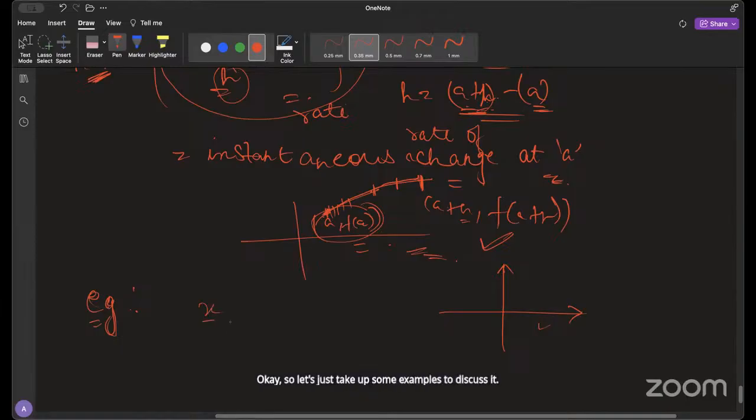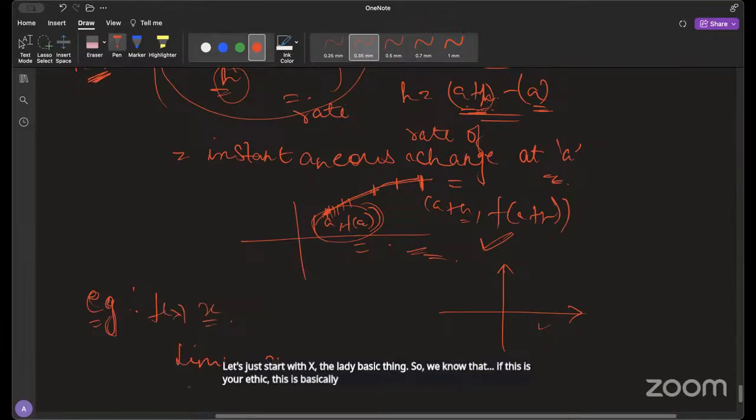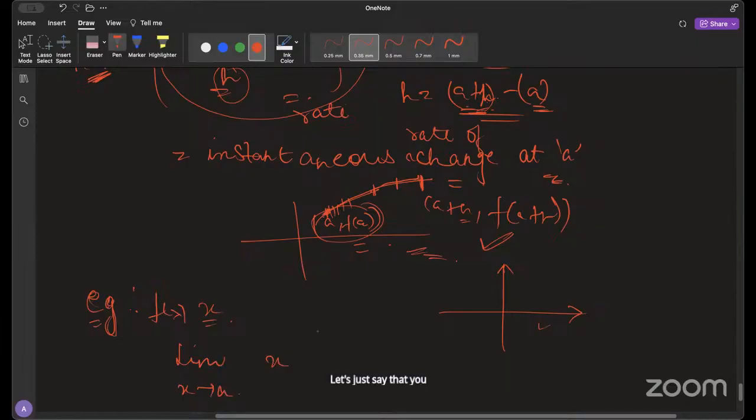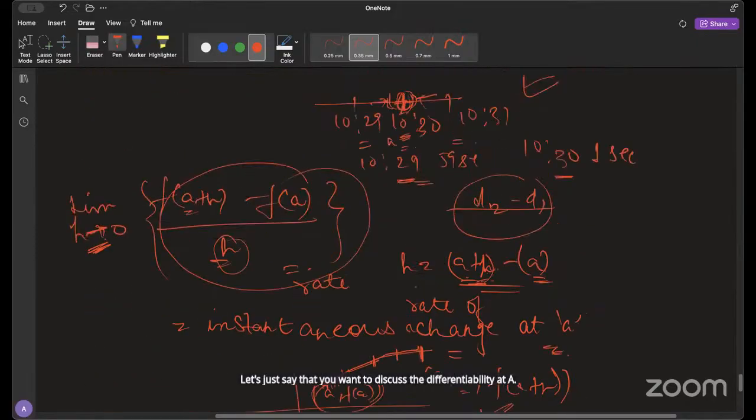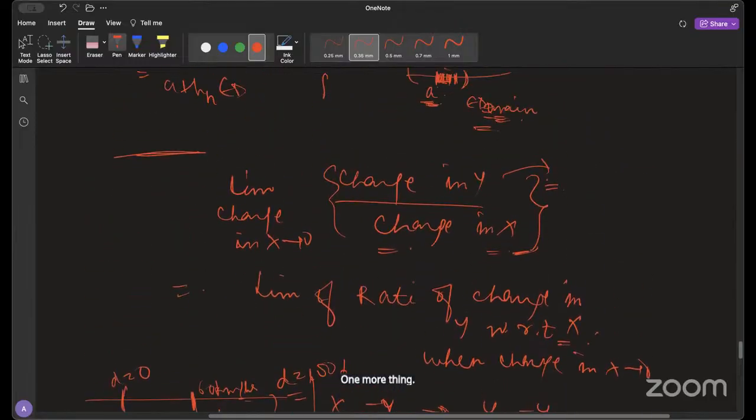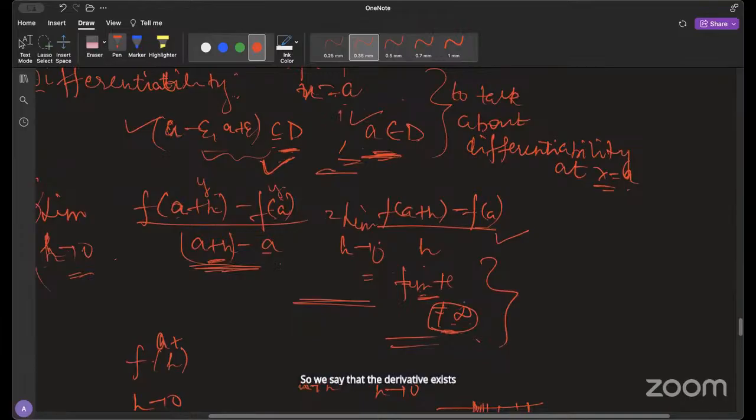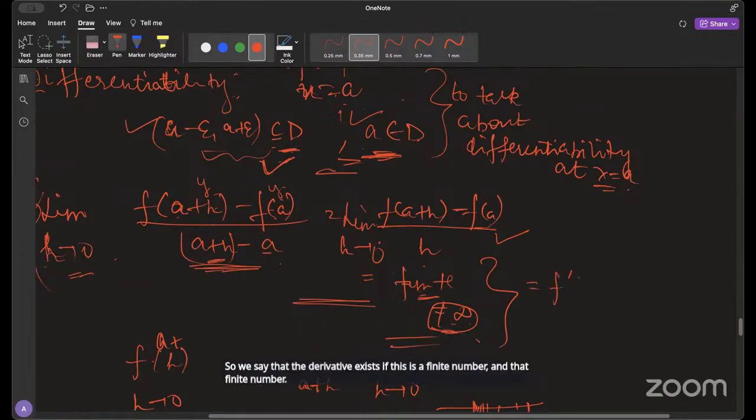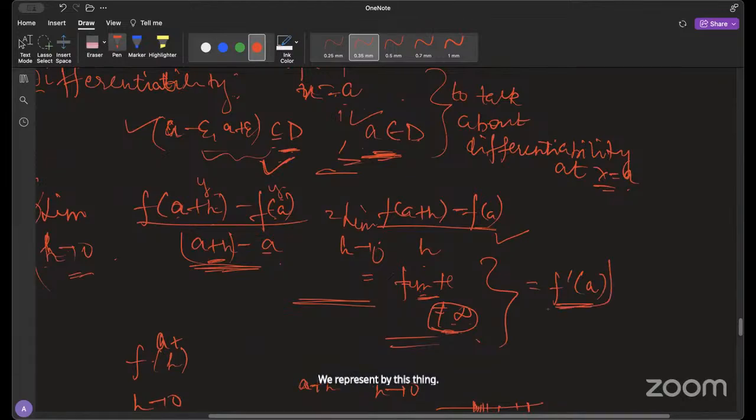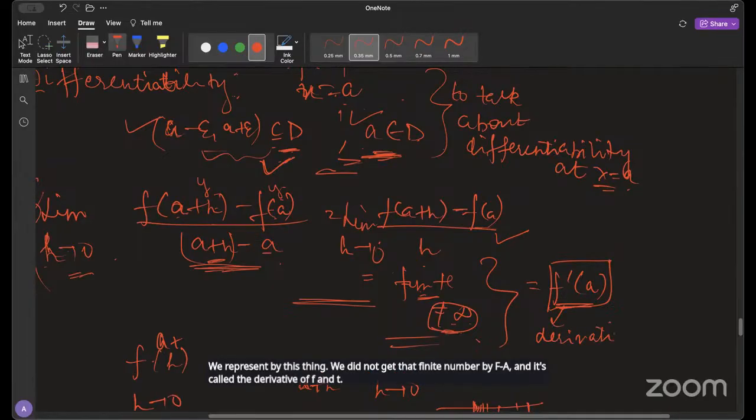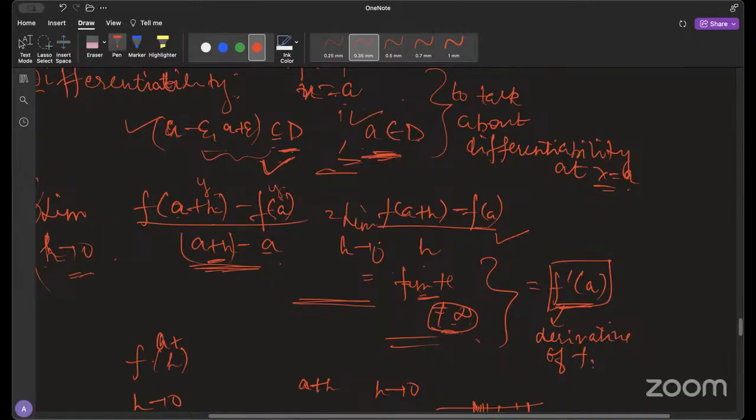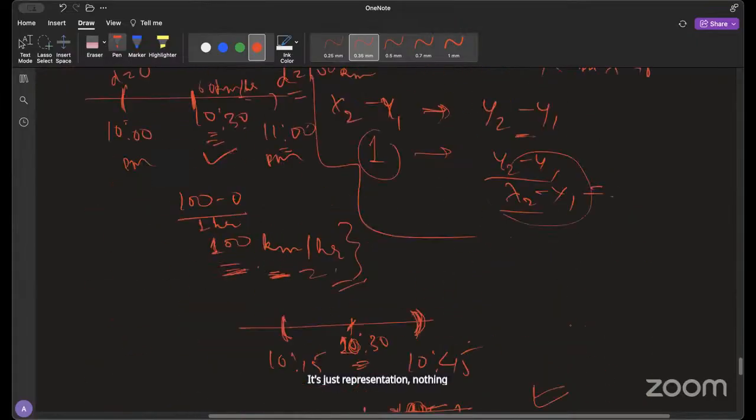Let's start with f(x) equals x, the very basic thing. Let's say you want to discuss the differentiability at a. One more thing: we say that the derivative exists if this is a finite number, and that finite number we denote by f dash a, and it's called the derivative of f at a. It's just representation, nothing to understand.